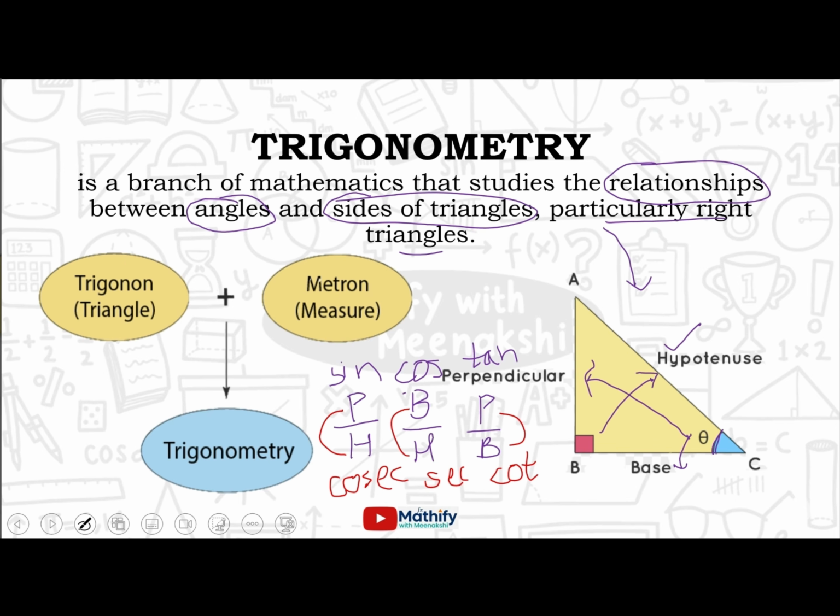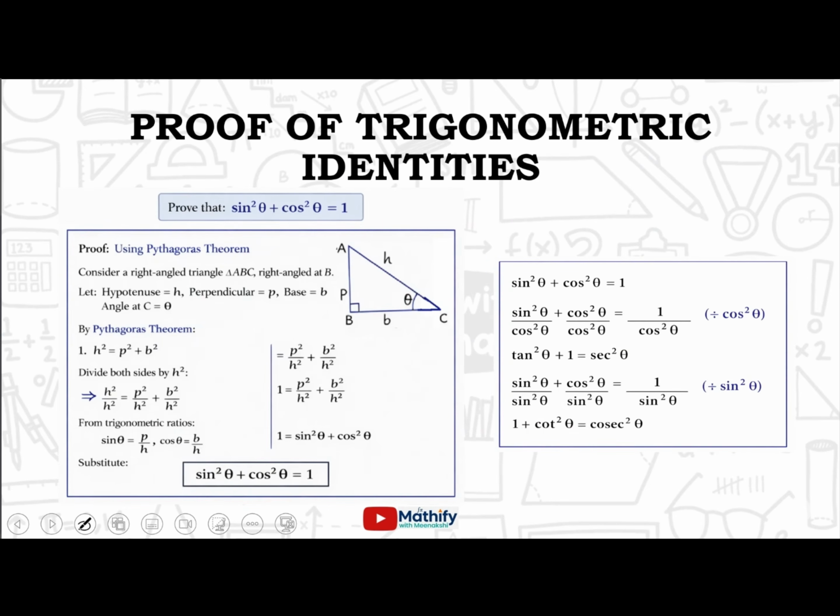The next important step is proving identities. You already know the most important identity, that is sine square theta plus cos square theta is equal to 1. But you should know the proof of these identities too. We have three identities here: sine square theta plus cos square theta is equal to 1. Then the second one is tan square theta plus 1 is equal to secant square theta. And third, 1 plus cot square theta is equal to cosec square theta. So we'll see the proofs one by one.